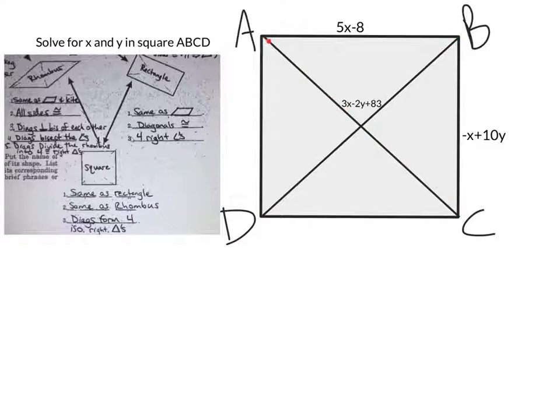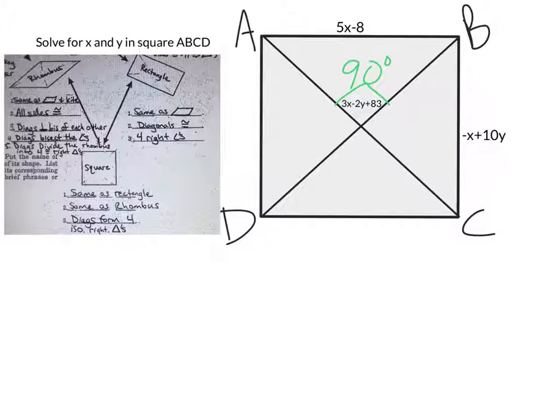What does it mean to be perpendicular? Perpendicular means that you get a right angle. And what do we know about right angles? Right angles are 90 degrees. Okay, so that is a wonderful start.